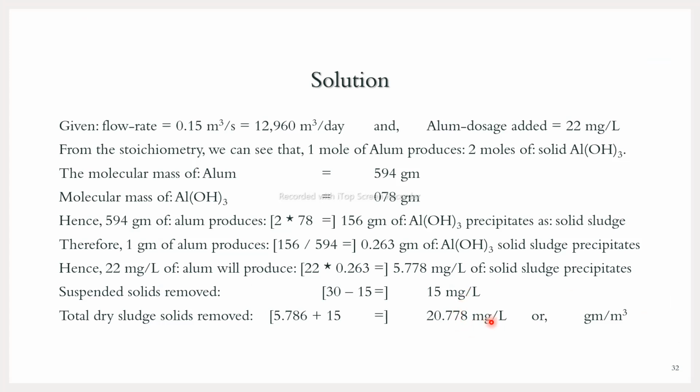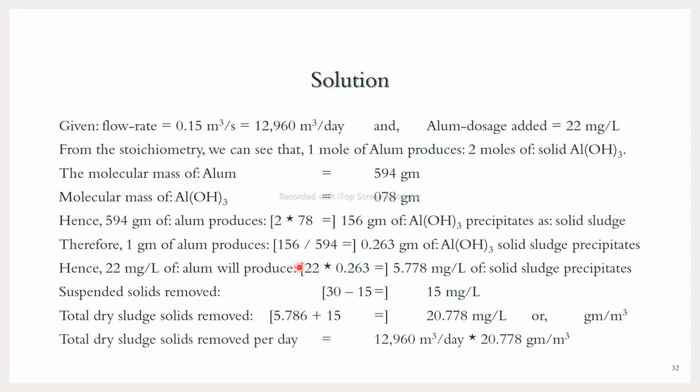So if you convert milligram into gram, it will be divided by 1000. So the upper thing became gram and 1000 came in the denominator. 1000 liter means 1 meter cube. 1 kiloliter means 1 meter cube. 1000 liter means 1 kiloliter, which means 1 meter cube. So these two are basically same units, milligram per liter and gram per meter cube.